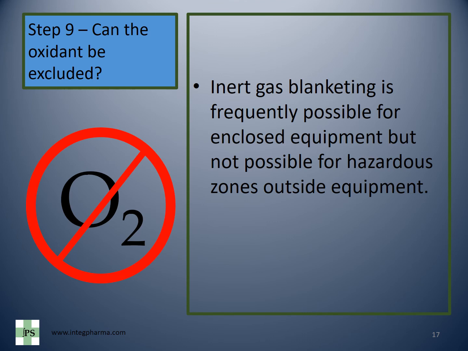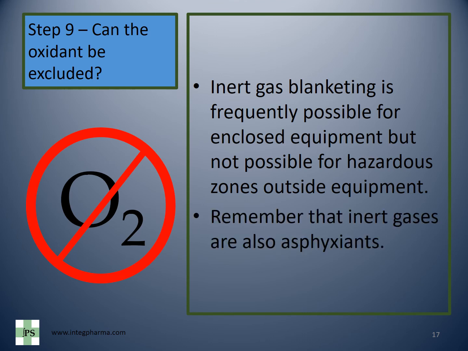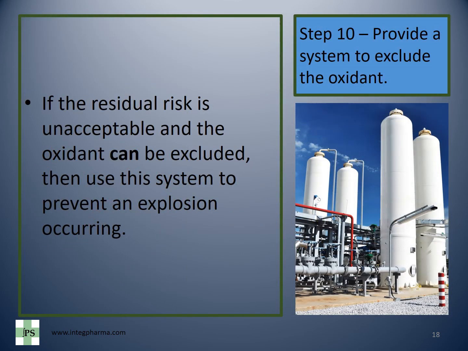A simple way to reduce the risk is to exclude the oxidant. If the oxidant can be excluded, then nitrogen inerting is a good way forward.